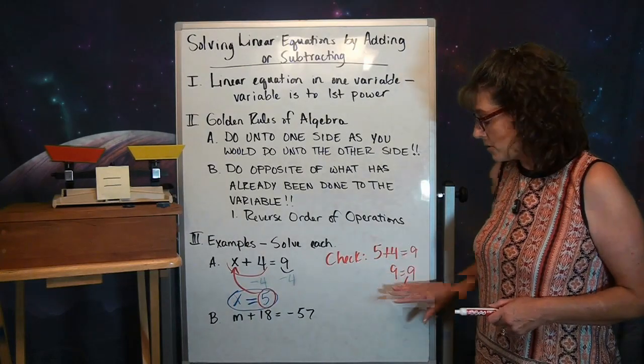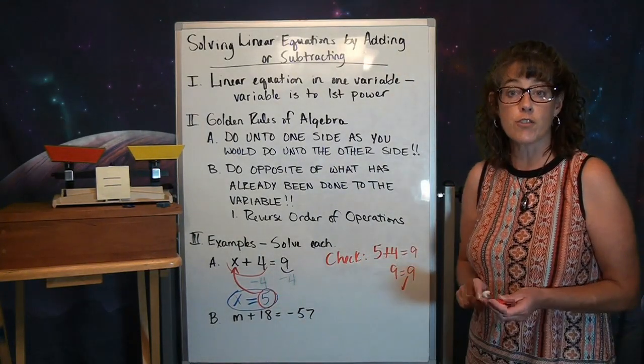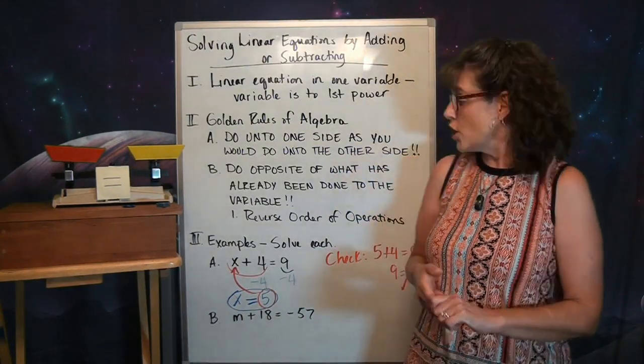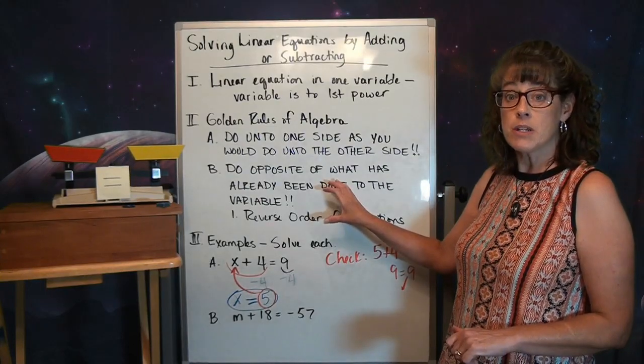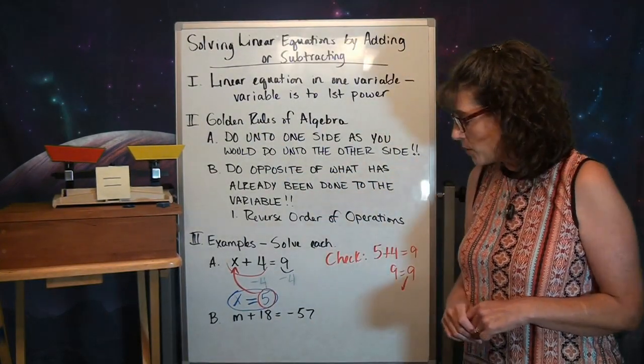Now, when you check it, please understand that this is not what you circled. That's not your answer. Your answer is over here, what you got for your variable. So that's how you solve equations. Do the opposite of what has already been done to the variable and do the same thing on both sides of the equal sign. So let's try another one here.